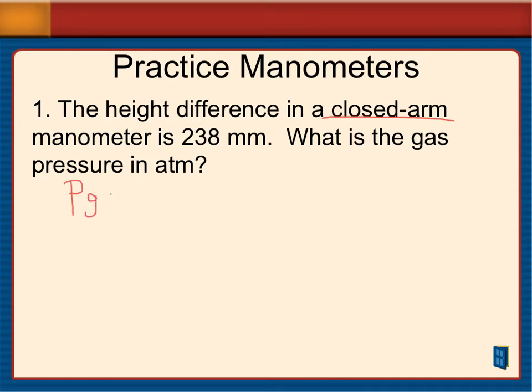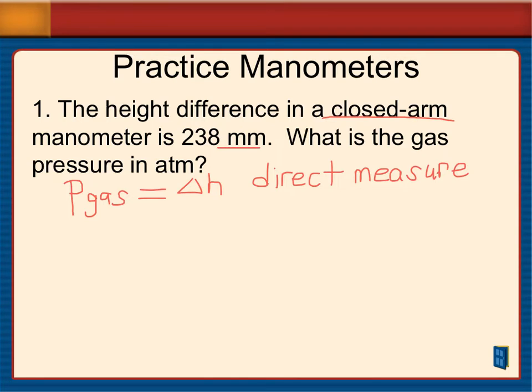In this problem, we see that we are dealing with a closed arm manometer. The delta H for this closed arm manometer is 238 millimeters of mercury. The question asks, what is the gas pressure in atmospheres? Well, in a closed arm manometer, we know that this is actually a direct measure of the pressure of gas. Therefore, we only need to convert the units and make them consistent, to answer the question properly.